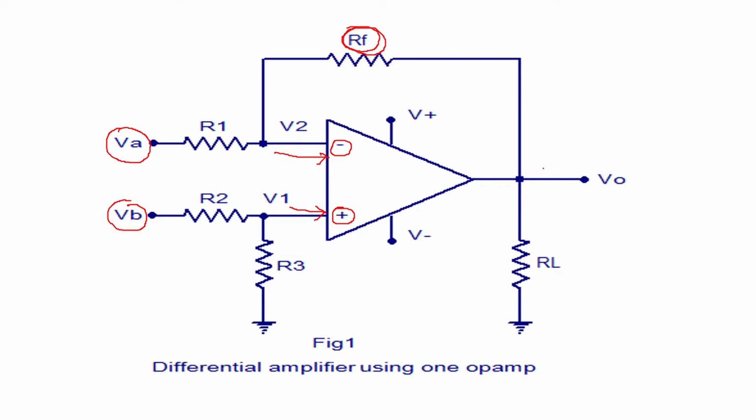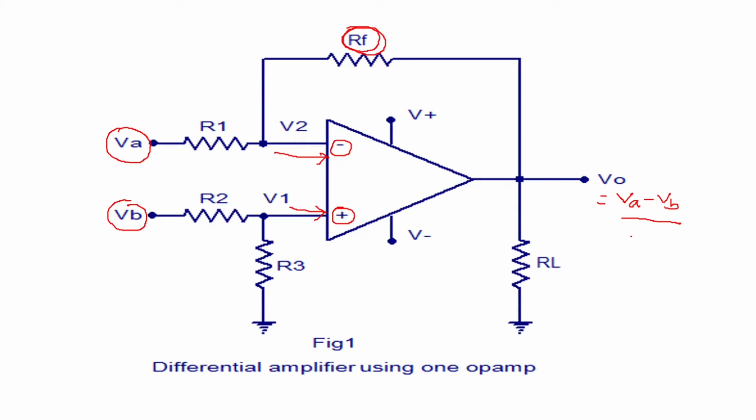But anyway, to get the output, V naught equal to VA minus VB, we have to see the outputs of the individual inputs, of the individual non-inverting and inverting amplifiers, and then come to a conclusion that the output will be the difference of the two inputs in an amplified version. And that amplified version depends upon the feedback resistor RF and R.